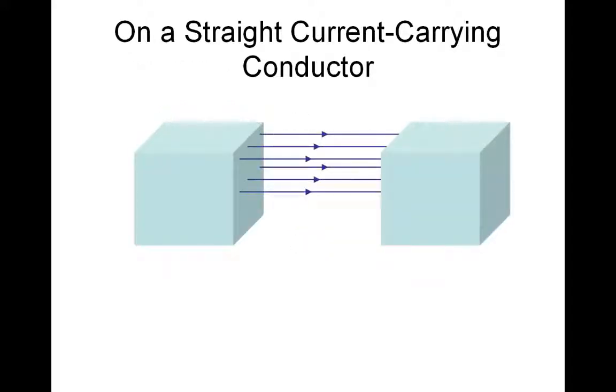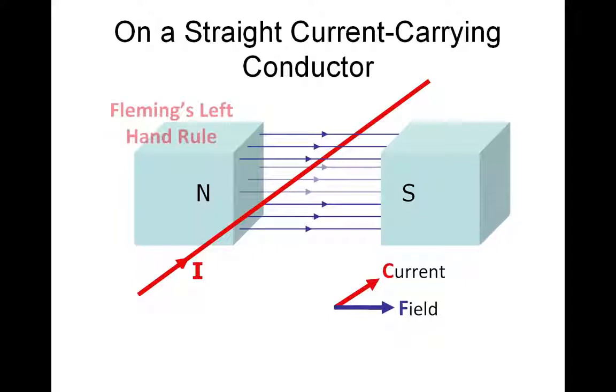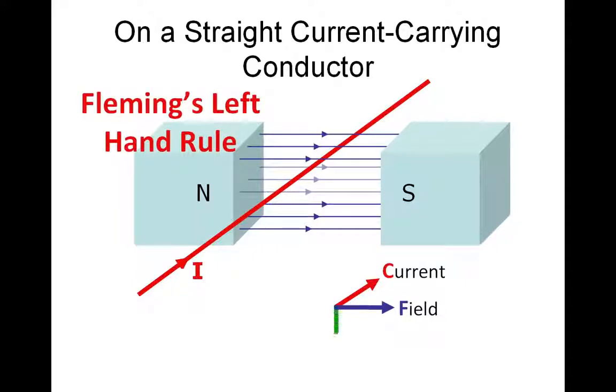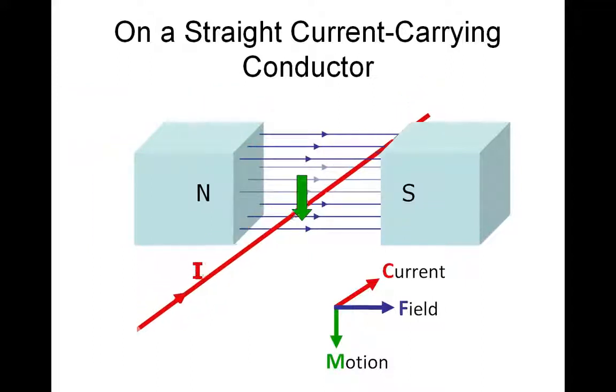Now if we have a nice uniform magnetic field flowing left to right on the screen, it means the North Pole is on the left and the South Pole is on the right. So we've got our field to the right. Into that field we put a conductor, pass a current through the conductor, current value I, so the current is into the board, into the screen, and that gives us, with Fleming's left-hand rule, a downward motion, a downward force.